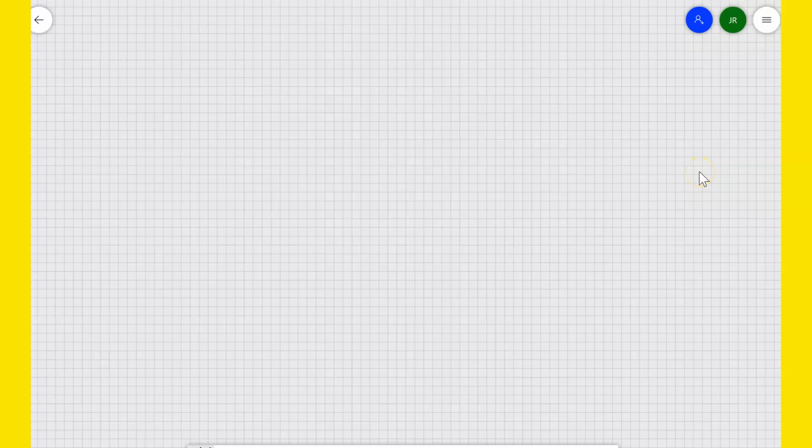Hello, Calculus 2 students. Just wanted to go through some of the assessment practice problems, beginning with number 1. We have to evaluate this integral. It's going to be theta squared cosine 2 theta d theta.